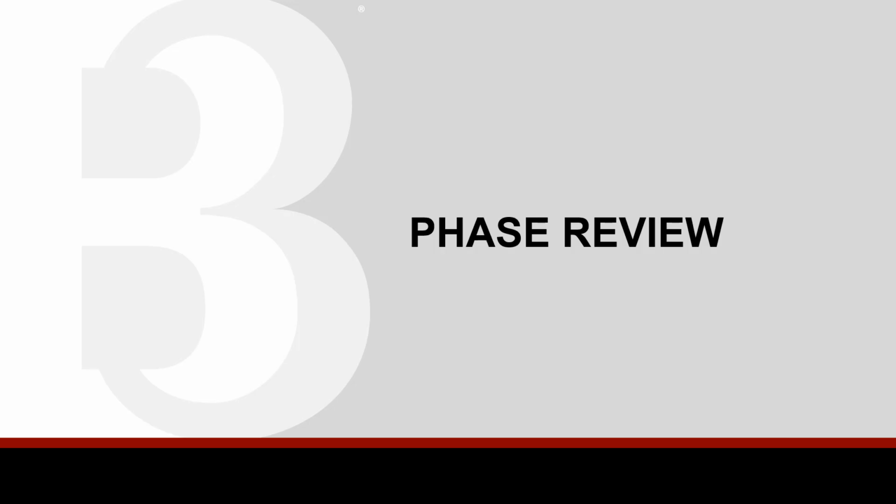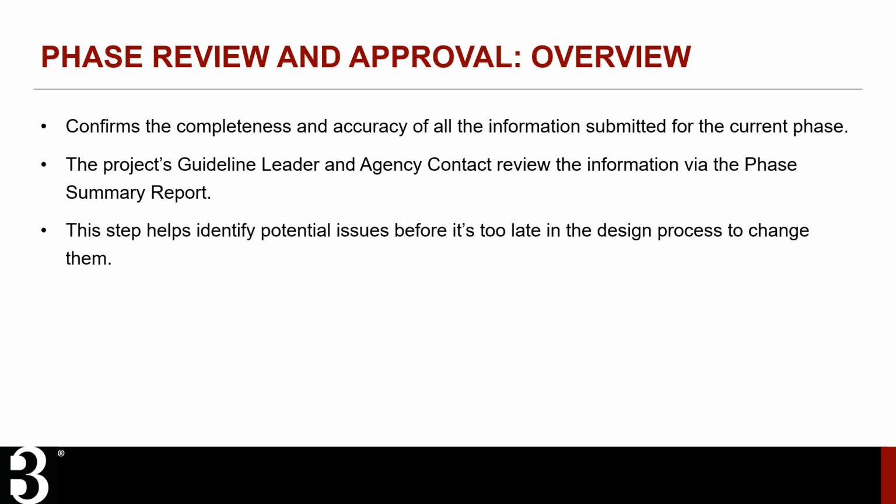Next, let's talk about the phase review and approval process, which is performed by both the guideline leader and the agency contact. There are 4 phases during design and construction where documentation is required in the B3 Guidelines tracking tool: pre-design, design, final design, and closeout. Phase review is a step that helps ensure the information provided at each phase is complete and accurate. During phase review, the project's guideline leader and agency contact will review the submitted information for the current phase via the phase summary report. This step helps identify potential issues before it's too late in the design process to change them.